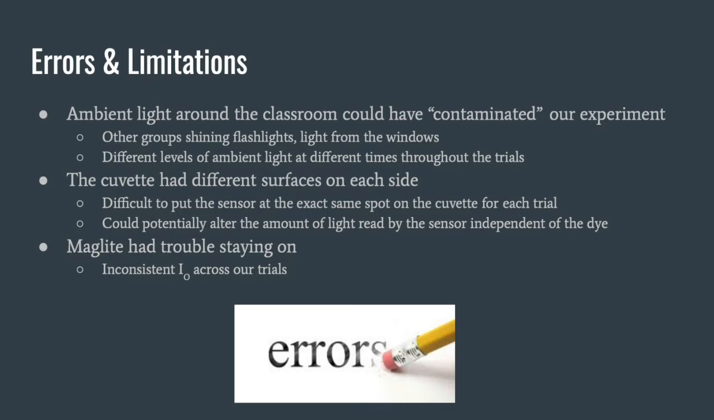Multiple factors had the potential to provide experimental error in our experiment. First, ambient light around the classroom from other groups shining their flashlights or lights from the windows could have provided different levels of ambient light at different times throughout our trials. Also, the cuvette had different surfaces on each side, and it was difficult to put the sensor at the exact same spot on the cuvette for each trial. Finally, the mag light had trouble staying on, and this could be inconsistent I/O across our trials.